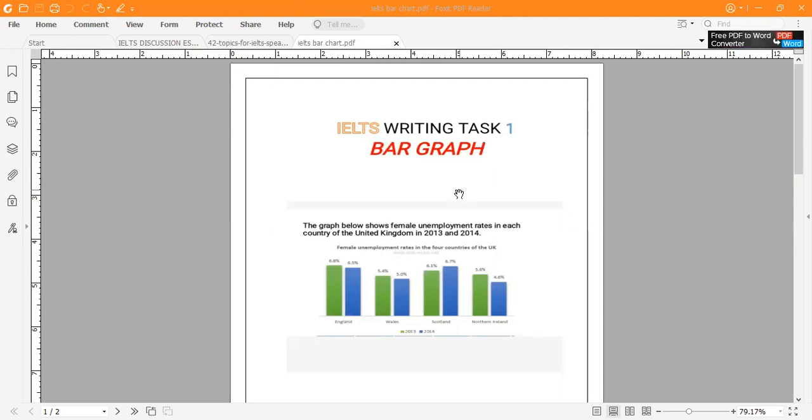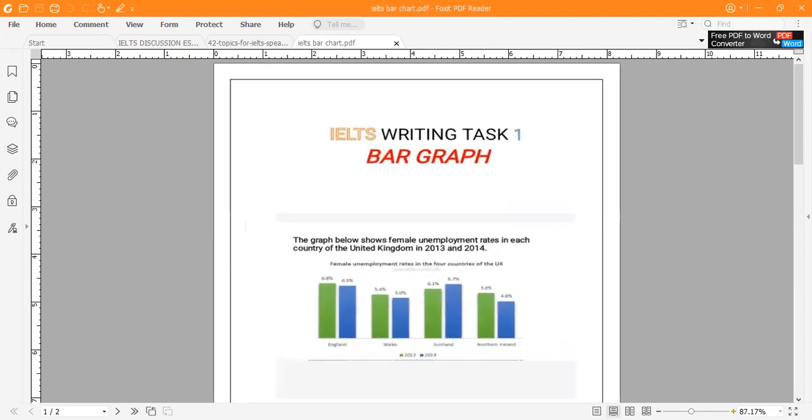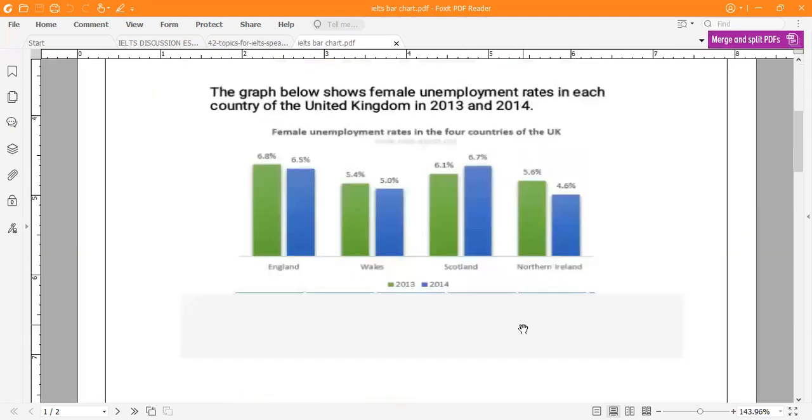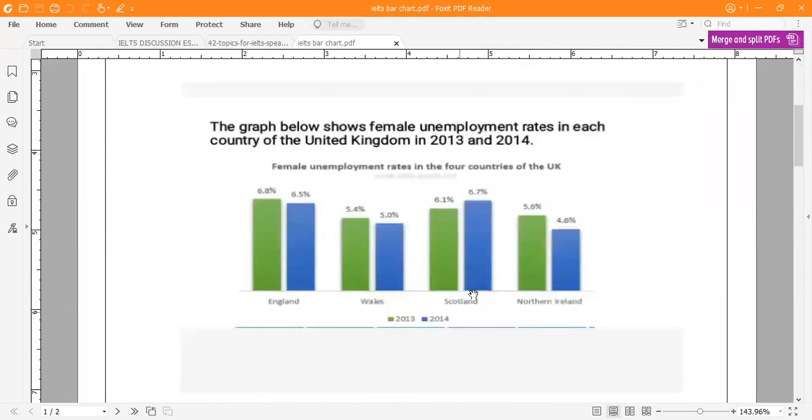All right. So we have several types of diagrams. We're going to talk today about two. The first one is called a bar graph. Okay, let me just zoom in for you. This one is called a bar graph.